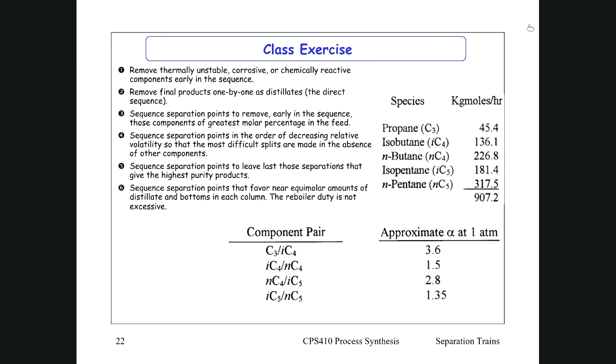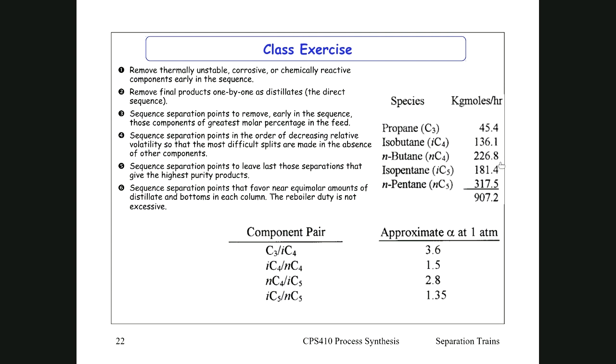Okay, sorry. When we split the NC4 and IC5, is it reasonable to assume that everything above, where we look at the relative volatilities, will actually go above, or how do we know that the C3 won't go down and end up with, let's say, the IC5? Do you understand my question? I'm pretty sure I do.